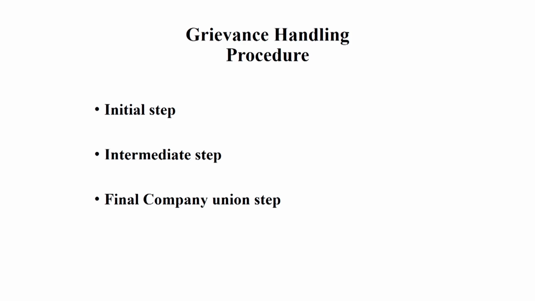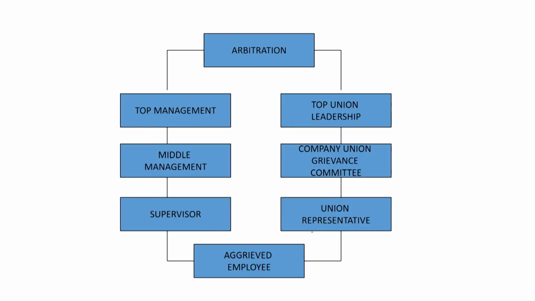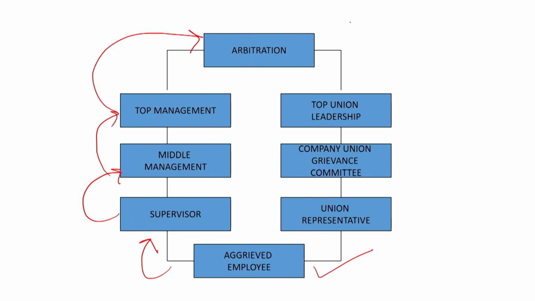Now, in the grievance handling procedure, there is an initial step, an intermediate step, and a final company-union step. These are the three steps which are actually followed, but in our normal parlance, when we talk in terms of HR, as you can see here, we have an aggrieved employee. The aggrieved employee will report to his immediate supervisor. He is not going directly to arbitration. He will present the problem to the supervisor. If the supervisor is not able to solve it, then he will go to the middle management. If the middle management is also not able to redress the problem, then it will go to the top management, and if the top management is also not able to do it, then the matter shall be referred for arbitration. Arbitration is basically just a neutral third party in between.